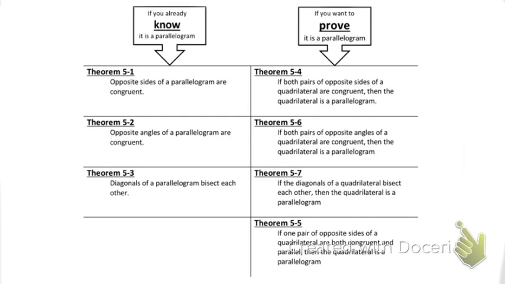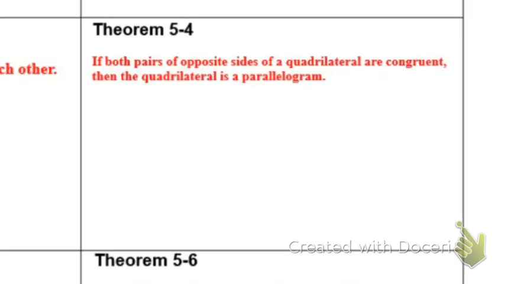If you're given a quadrilateral and you need to prove it's a parallelogram, you're going to use the stuff that we're doing today. So yesterday was if I'm given a parallelogram. Today is if I need to prove it's a parallelogram. So let's go through all 4 of these. We're going to go through theorem 5.4, 5.5, 5.6, and 5.7.